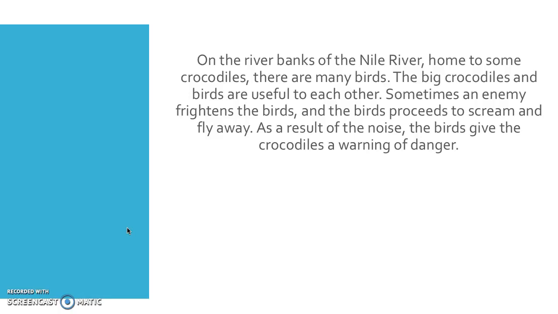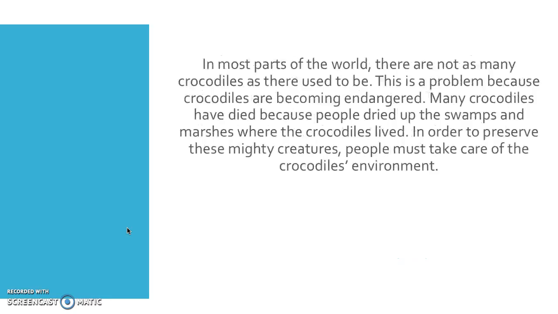On the river banks of the Nile River, home to some crocodiles, there are many birds. The big crocodiles and birds are useful to each other. Sometimes an enemy frightens the birds, and the birds proceed to scream and fly away. As a result of the noise, the birds give the crocodiles a warning of danger. This would be cause and effect.